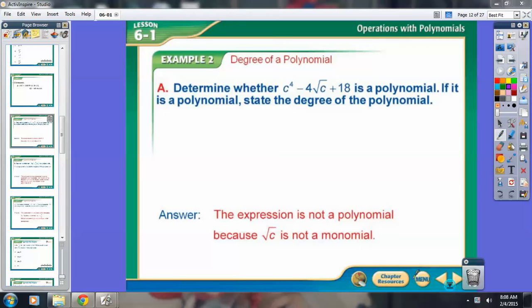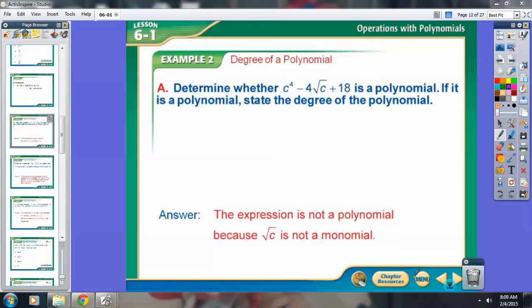The first thing that we're going to look at is to determine whether something is a polynomial in one variable or not. So this first example says determine whether c to the fourth minus 4 square root of c plus 18 is a polynomial. If it is a polynomial, state the degree. Well, in order for it to be a polynomial, it must first be a monomial.